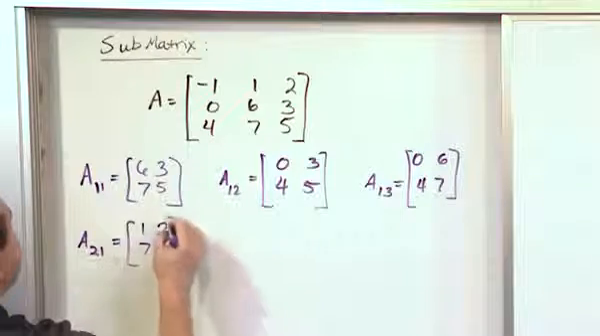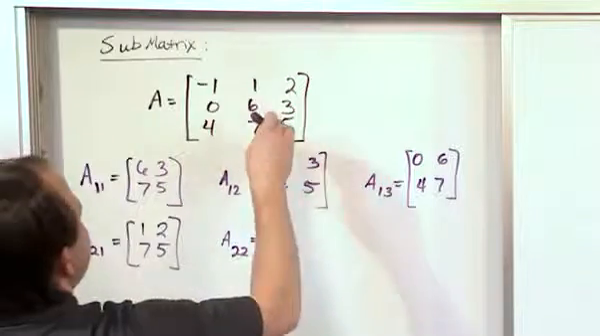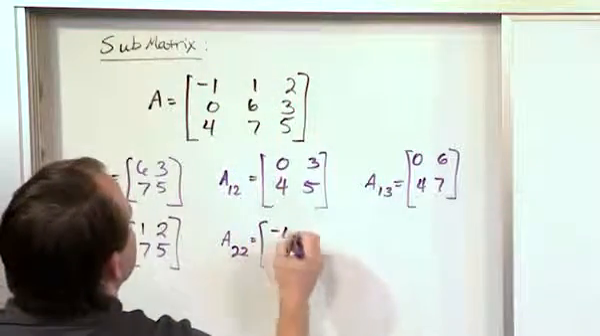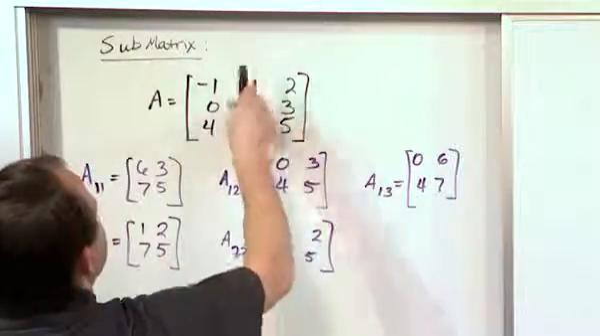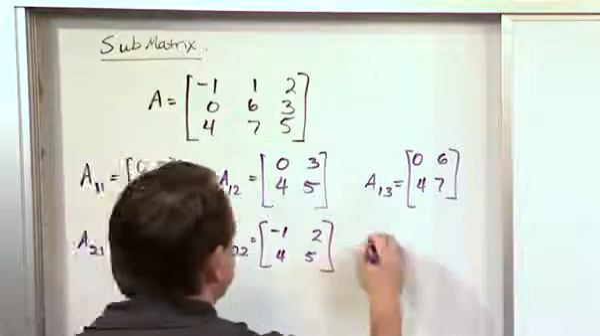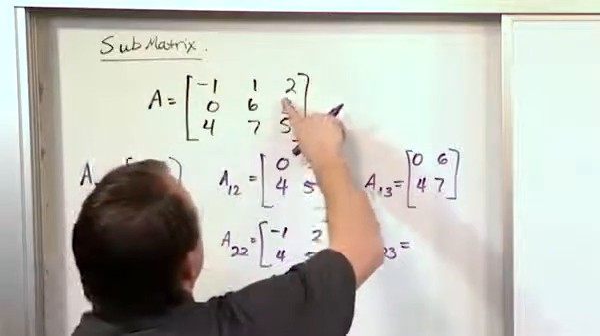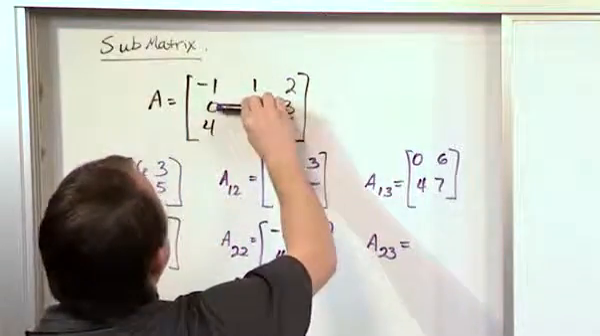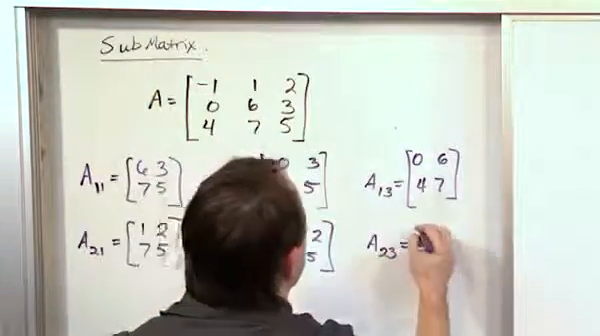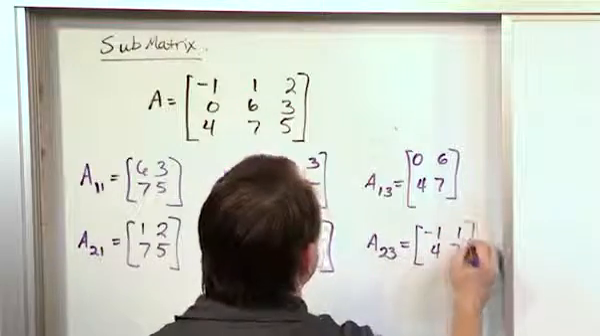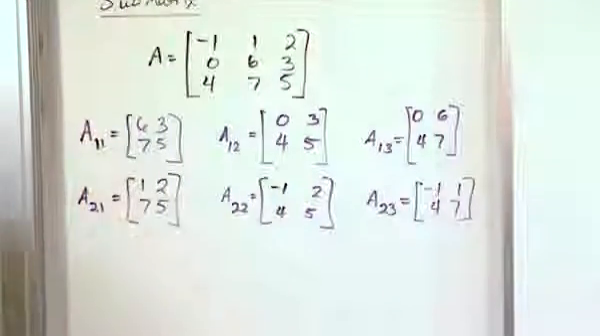See, that is a valid submatrix here. A 2, 2 would be this middle element here, and I would cross this out and this out, so I have -1, 2, 4, and 5. Basically these around here, because I'd be crossing that out. And A 2, 3 is row 2, column 3. I would cross this out and this out, so I have -1, 1, 4, 7. So that goes through the middle row, finding these submatrices here.